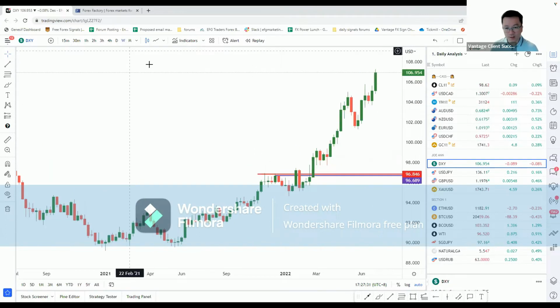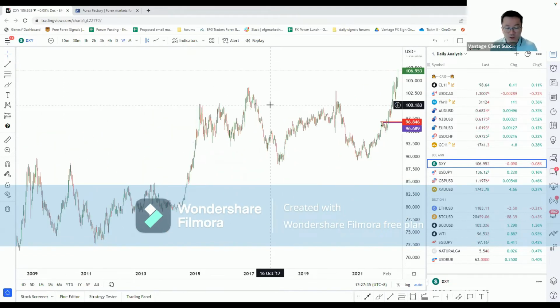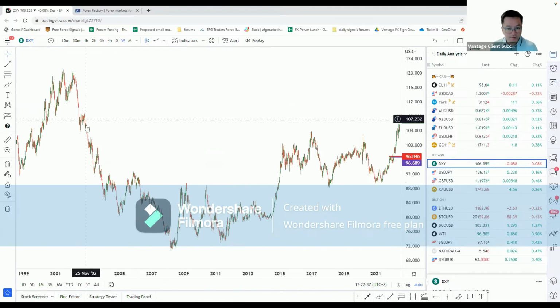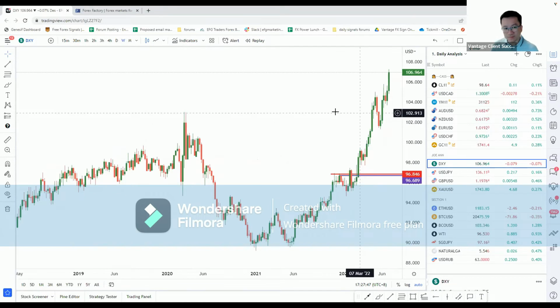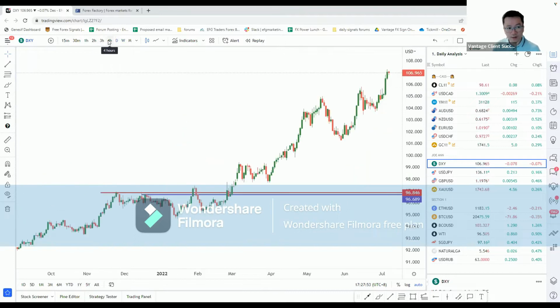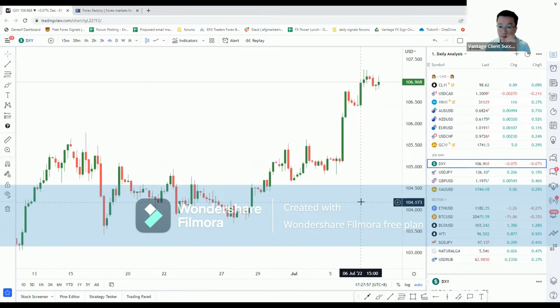If I went to the weekly time frame, you can see that it hasn't reached this 106 level since 2002. So it's almost a 20-year high at this point. We should anticipate some volatility at this level, a retrace, a possible deeper retrace back down, especially if we do see weaker than expected non-farm payrolls numbers tomorrow.